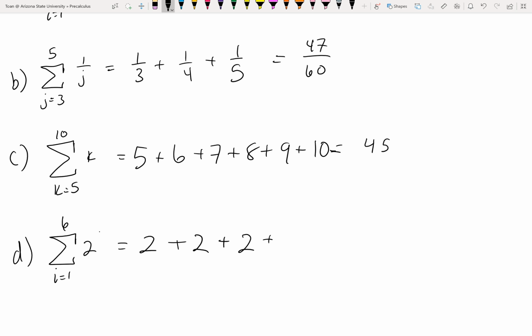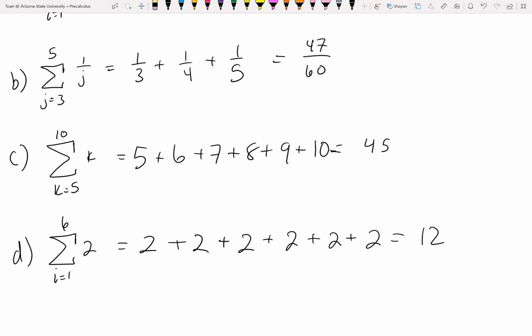i equals 1, 2, 3, i equals 4, i equals 5, i equals 6. So 2 plus 2 plus 2 plus 2 plus 2 plus 2 is, not surprisingly, 6 2s is 12. And, I mean, we didn't have to write it out. We can actually read it. This literally says add up 6 2s, and we should know that that equals 12.